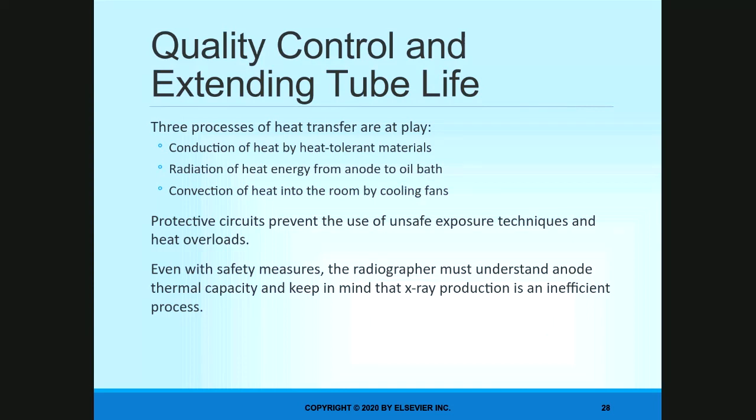Because remember, 99% of what we create is actually heat, and less than 1% is actual X-ray exposure. Typically, modern units have a protective circuit built into them that does not allow the technologist to use an unsafe exposure technique. It's very hard to overload the tube. A lot of times the tube will have an automatic shut off where it won't allow you to make the exposure if it's too high and it's going to damage the tube.